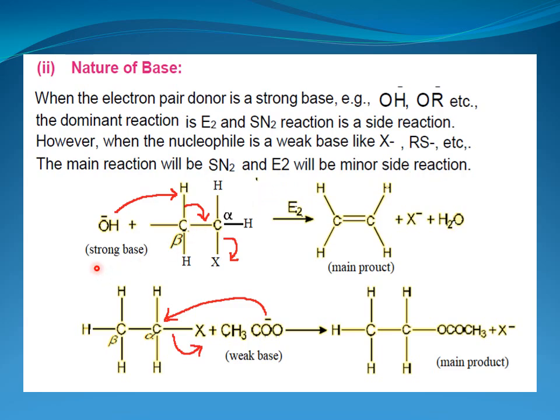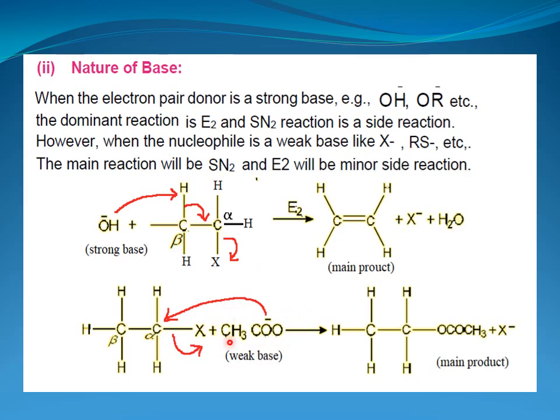Now students, you can see in the first reaction, I'm having a strong base. So a strong base is going to give us E2, means the elimination product. This base is going to abstract the proton, shifting this bond between these two carbon atoms, eliminating X, giving you an elimination product. On the other hand, if we are having a weaker base, what is this?